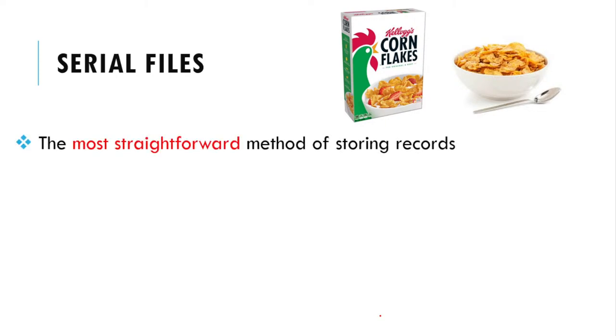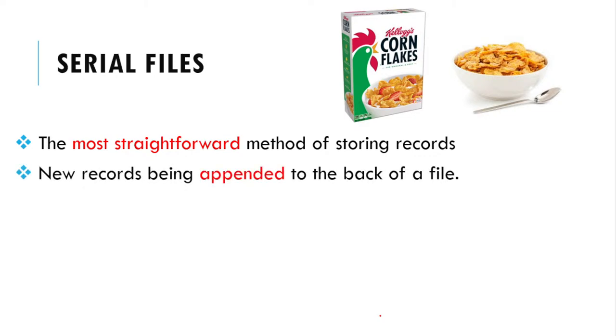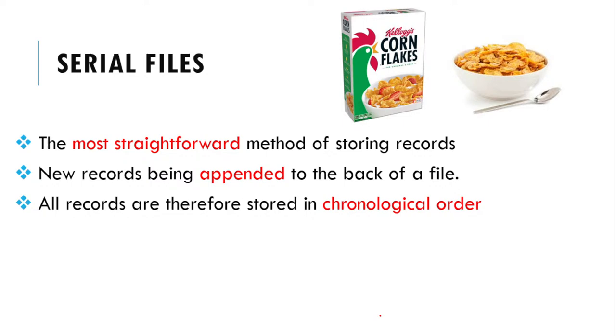And this is where we get stuck in now. Our first one, serial files. The most simple of all files, the most straightforward method of storing records. Things to remember: when you're putting a record in a serial file, it gets appended at the back of the file. All records are therefore stored in chronological order. That is time order. So the first record in your file will be the first record that was stored in the file. The last record in the file will be the last record stored in the file, obviously.